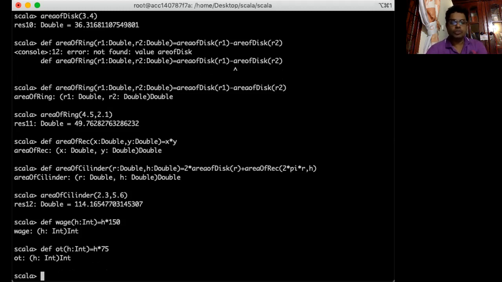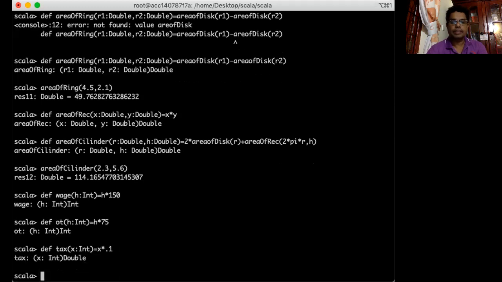Then I need to calculate the tax. So I need the function tax. We take the income as input, income is X as input. So then his tax is income multiplied by 0.1, it's 10% tax, right?